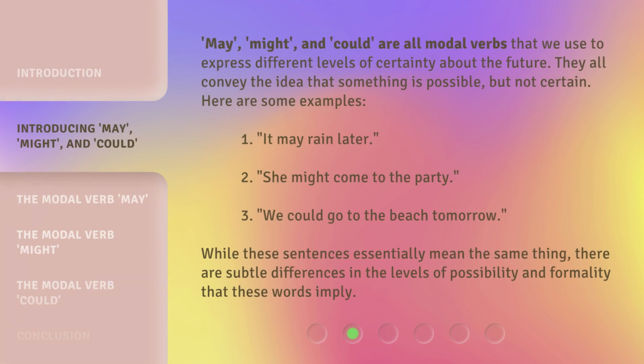May, might, and could are all modal verbs that we use to express different levels of certainty about the future. They all convey the idea that something is possible, but not certain. Here are some examples. 1. It may rain later. 2. She might come to the party. 3. We could go to the beach tomorrow. While these sentences essentially mean the same thing, there are subtle differences in the levels of possibility and formality that these words imply.